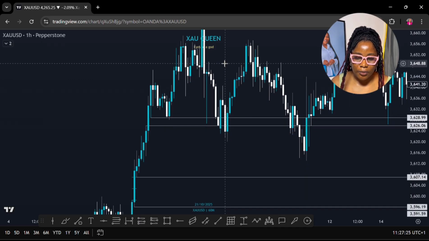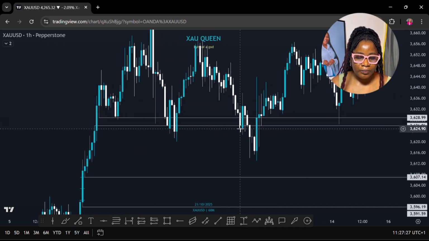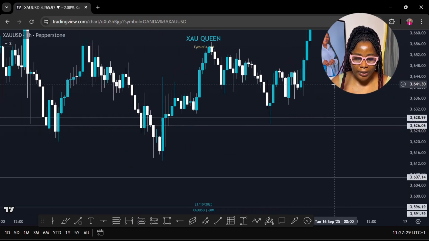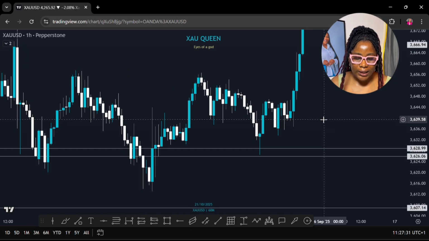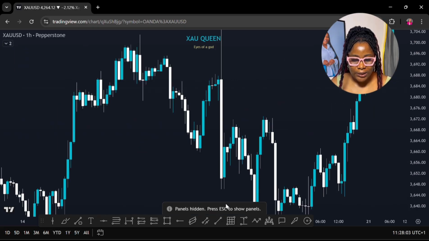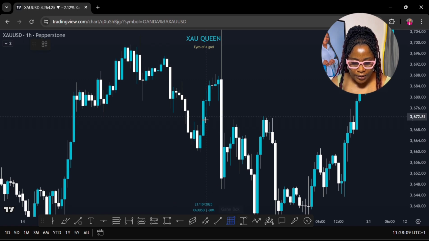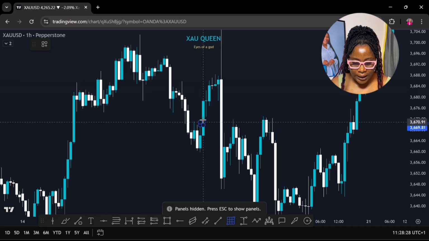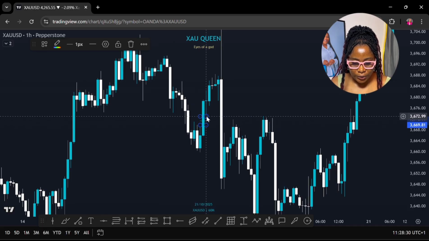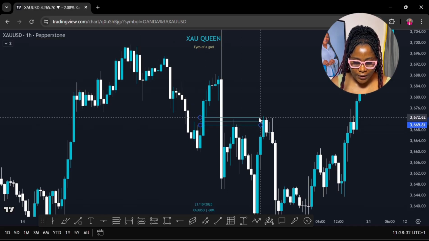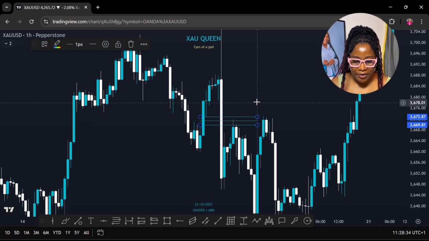Now let's go for BPR. Let me show you an example of BPR, which is balance price range. I told you that BPR is when two fair value gaps overlap. Like here, this is a fair value gap, and then when we stretch it out, we can see that it overlaps with this fair value gap.